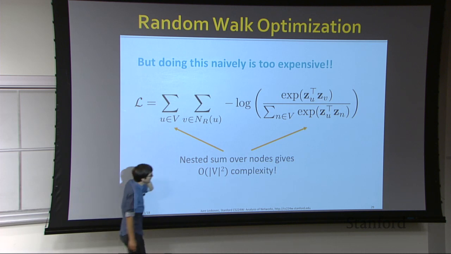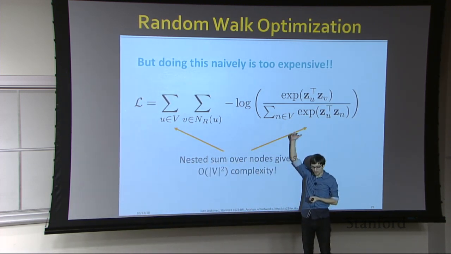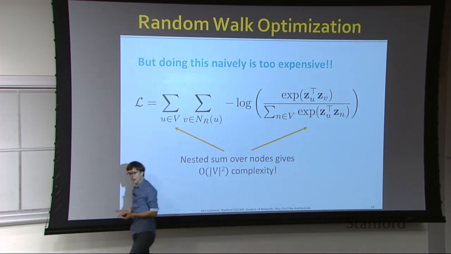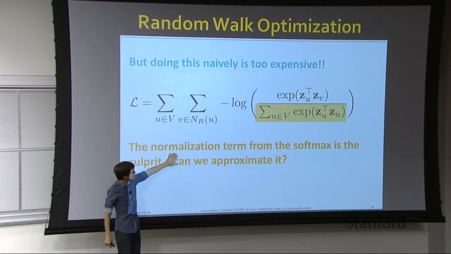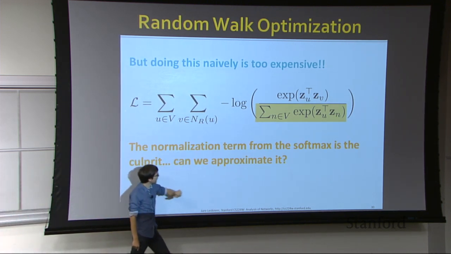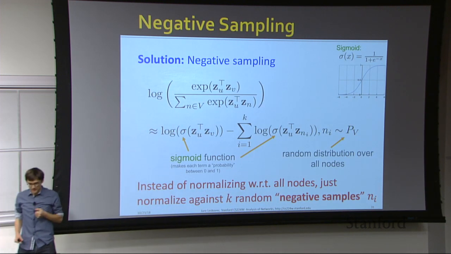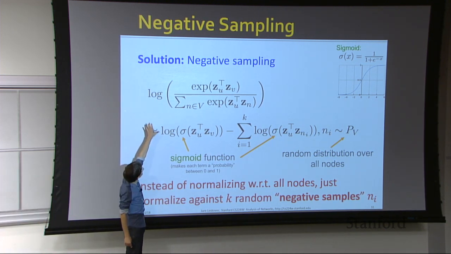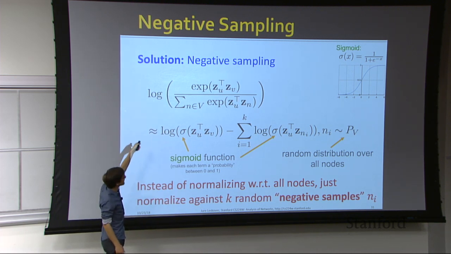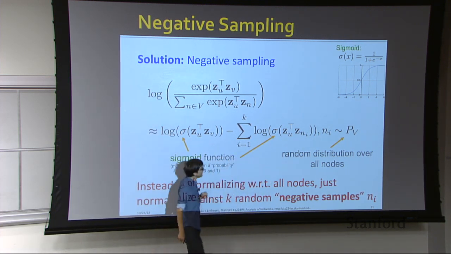Okay? So what we will do now is take this term that takes linear time to evaluate, and approximate it to allow us to evaluate it in constant time. The idea is that this normalization term from the softmax is the problem, and we want to approximate it. The way we will approximate it is using a technique called negative sampling. So we have this softmax and the log of it. If I take a log of the fraction, I get log minus the log.